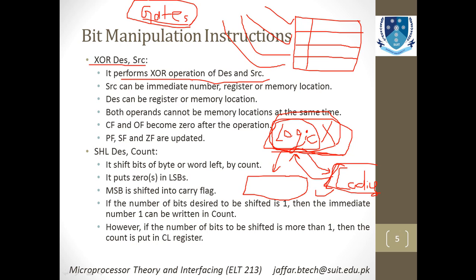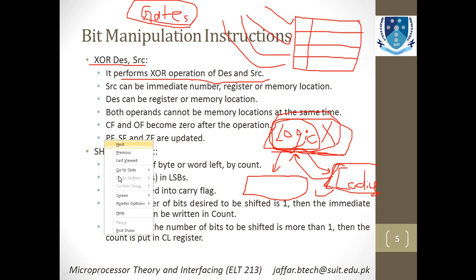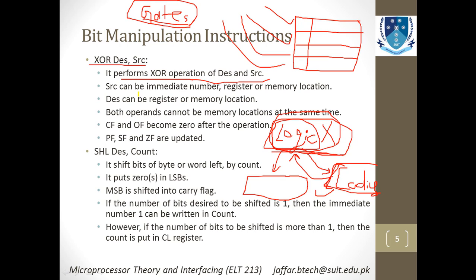So I suggest you start learning gates, and you see that these are just gates. These bit manipulation instructions, or any instruction, are just gates. They are the applications actually of gates. So you see that there is a XOR operation between the source and the destination, and it performs the XOR operation. And similar discussion, that the source can be an immediate number, register, or a memory location, but the destination cannot be an immediate number. It should be taken from a register or any other memory location. And these both operands cannot be taken from the memory location at the same time.